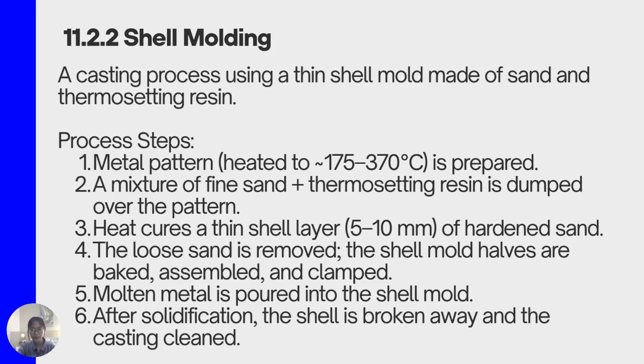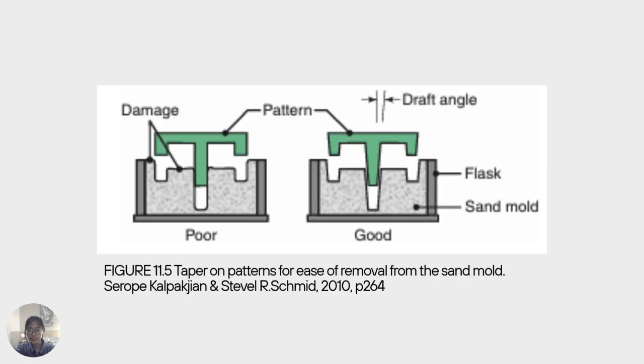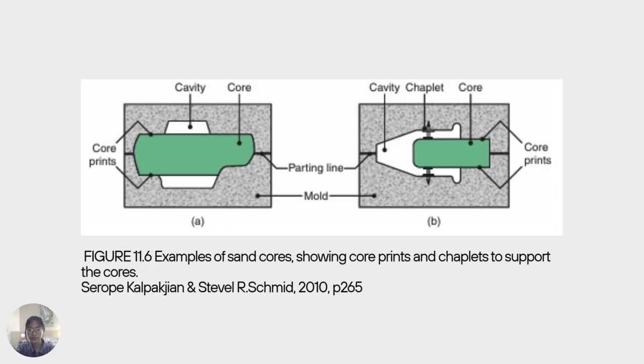This is an illustration of the sand molding, and it shows various features from the drag, cope, open riser, pouring basin, the vent, the blind riser, the mold cavity, the well, runner, gate, sand, flask, sprue, more sand, choke, and the parting line. Now this is the taper on patterns for ease of removal from the sand mold. Now this is an example of the sand core showing core prints and chaplets to support the core.